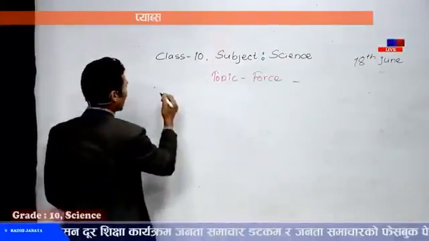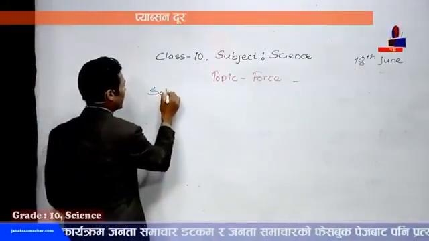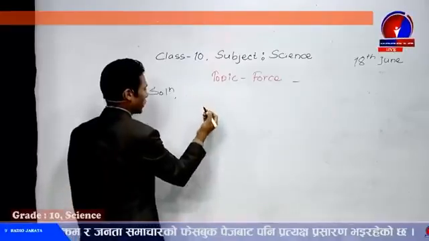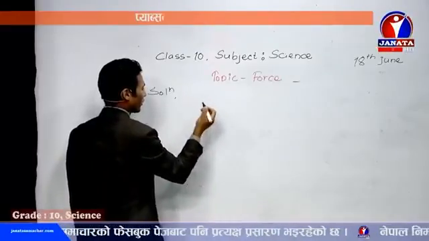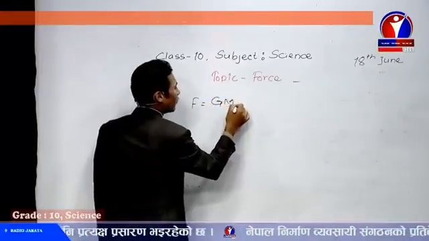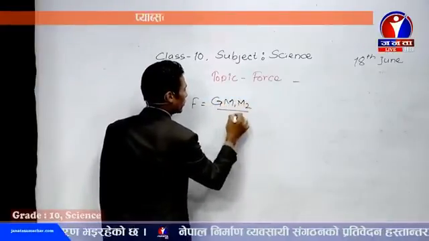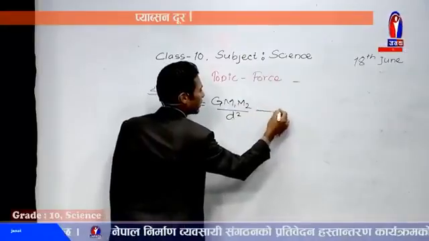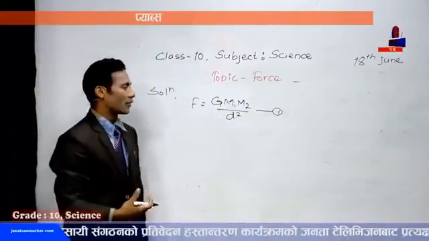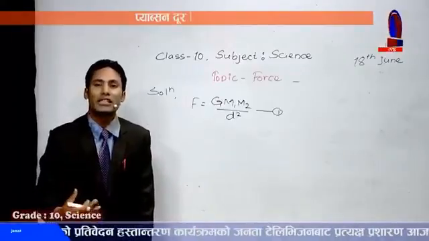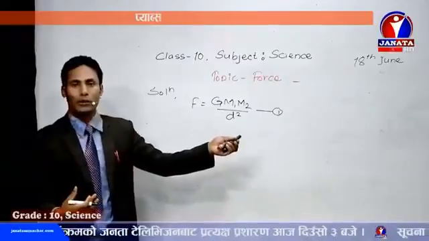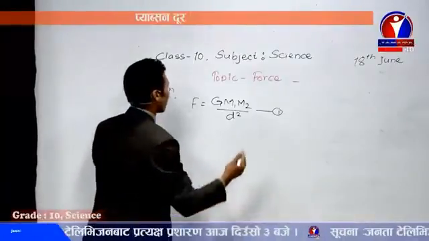Let's check. Okay, so again, solution. From Newton's universal law of gravitational force, we can write down F equals G m1 m2 by d square, where m1 is the mass of the first object, m2 is the mass of the second object, and d is the distance between them from their centers. Then the gravitational force is given by this relation, right?